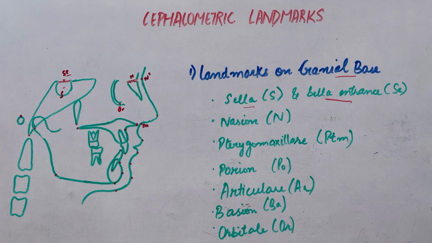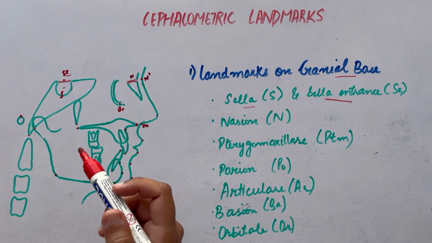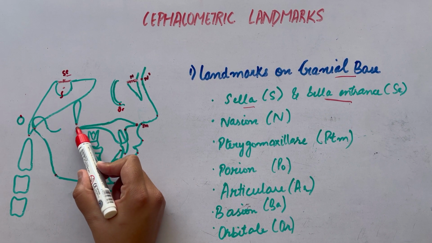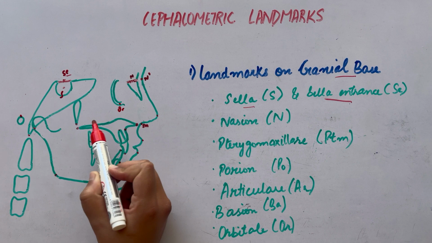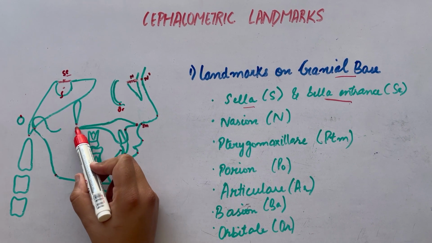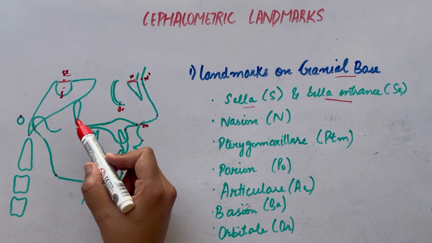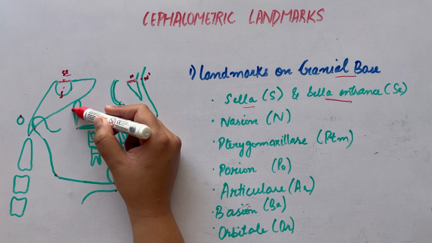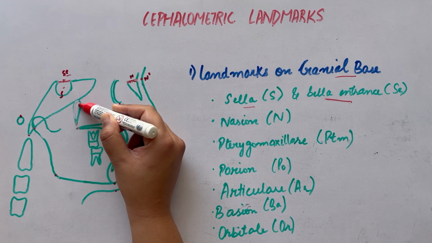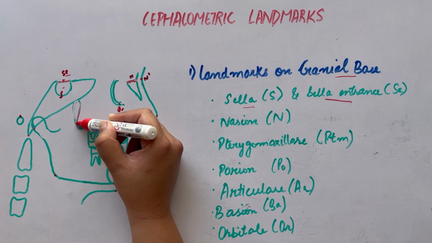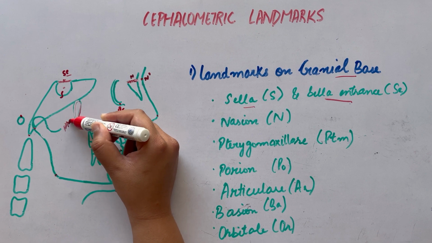Next is pterygomaxillar. Now pterygomaxillar is the point located at the intersection of the nasal line. This is the nasal line from ANS to PNS. So it is a point located at the intersection of the nasal line and the pterygomaxillary fissure. The pterygomaxillary fissure is the vertical fissure, and at the intersection of nasal line and pterygomaxillary fissure, this point is the pterygomaxillar.